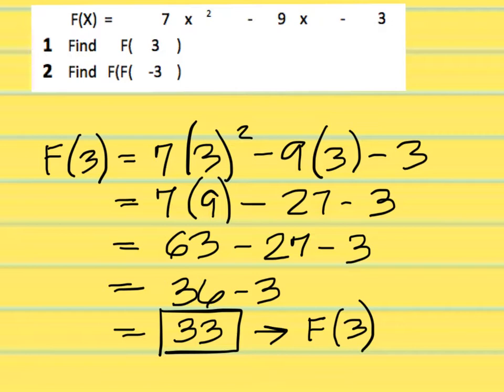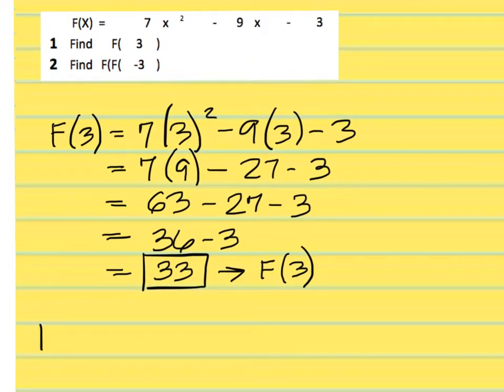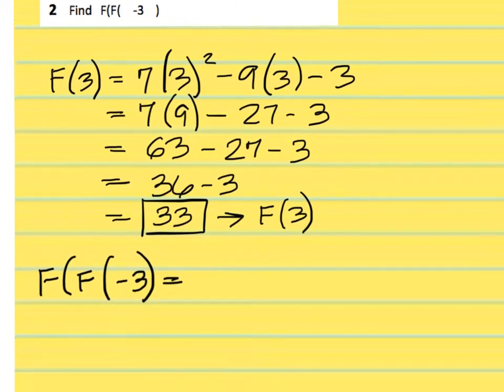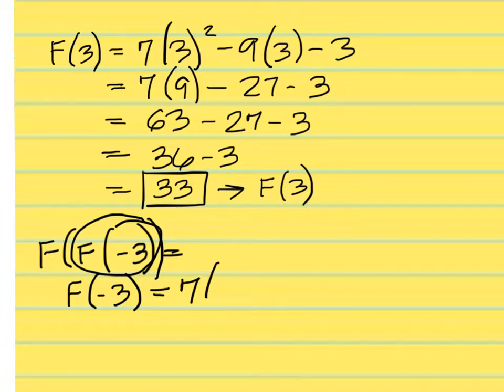Now the second evaluation has nothing to do with the first. It is a double evaluation in which you start in the middle. It is f of f of negative 3. So we're going to start with f of negative 3, the middle part here. So plug in negative 3 where you see x in the function. 7 times negative 3 squared minus 9 times negative 3 minus 3.